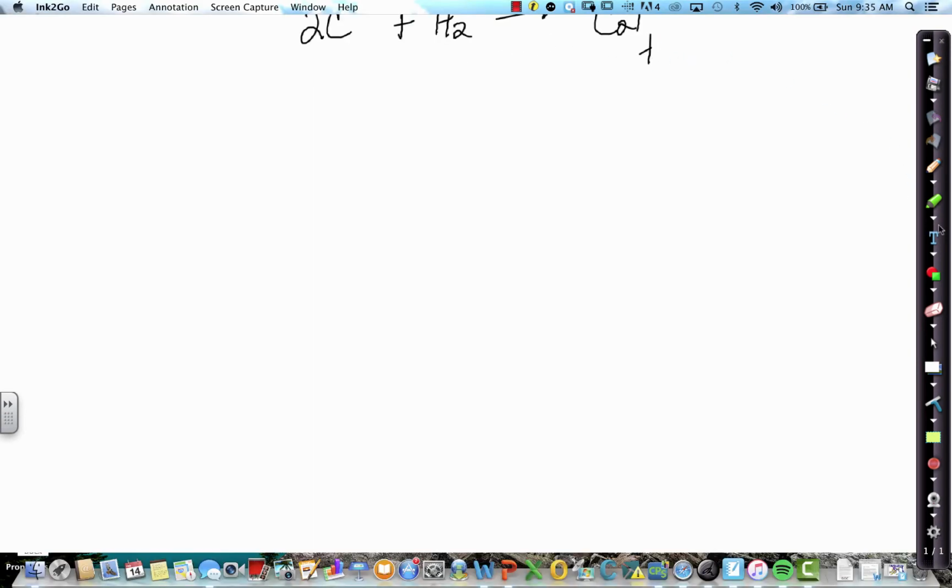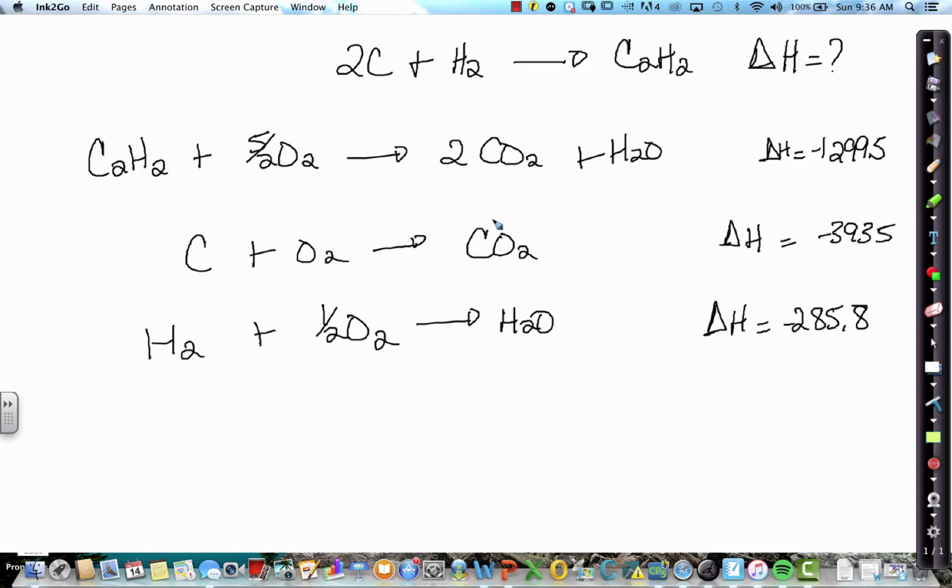So let's write out the reaction that I want. I want to get 2C plus H2 produces C2H2. So here are the three reactions I do know the enthalpy for. So basically what I do with this is I focus on what I'm given in the reaction. So I'm going to focus on where I see the C, where I see the H2, where I see the C2H2. That's what I'm going to do first.